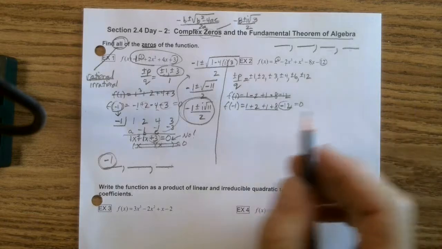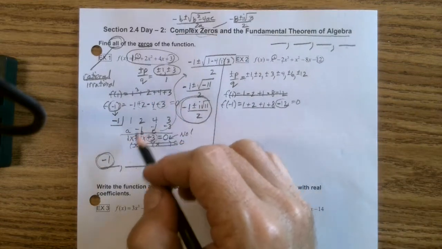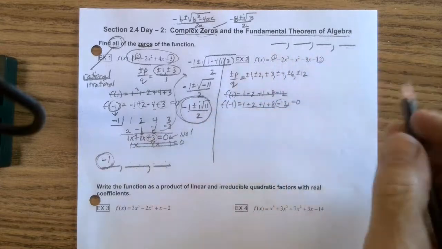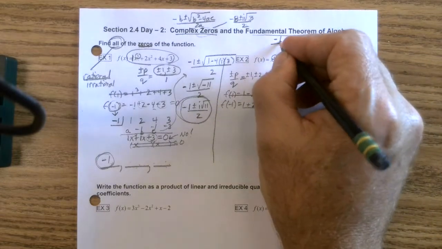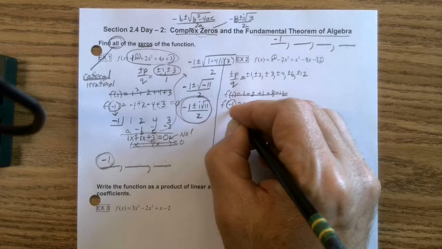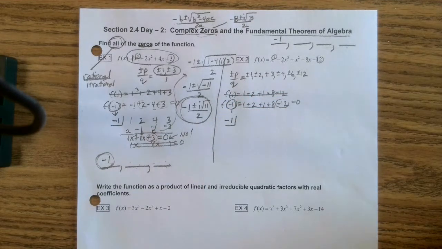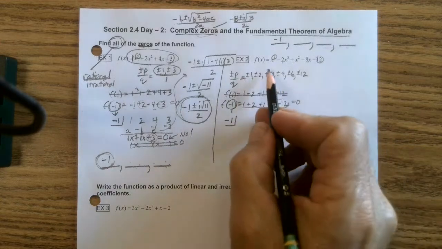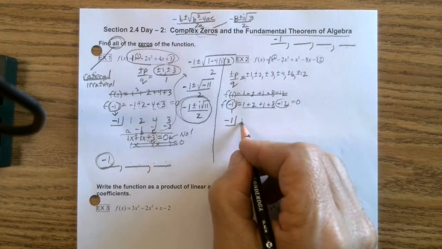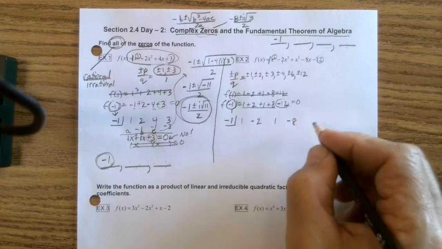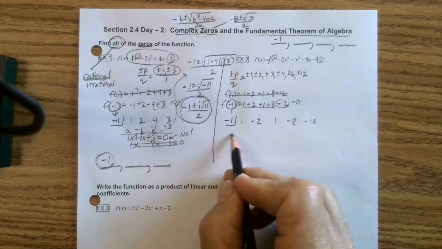Now listen carefully. This is a little different than this one, because we have 3 answers over here. We have 4 answers up here. Watch. So we get negative 1 for one of our answers. What do we do as soon as we find one? We put it in what I refer to as the chipmunk nest. And now we take our coefficients. 1, negative 2, 1, negative 8, negative 12.